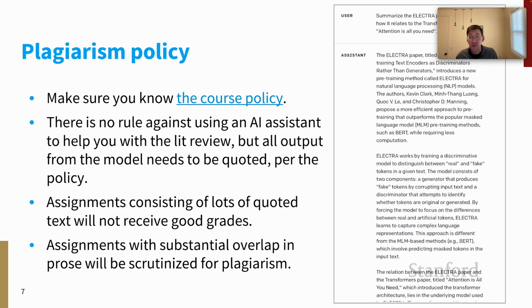Assignments with substantial overlap in prose will be scrutinized for plagiarism. And what that means is that if two groups used a similar prompt and got back similar results and included them in the lit review unquoted, they'd probably get nabbed for plagiarism, not because they used a model, but because the two assignments look too much alike. And at that point, it's not the language model that we're implicating here, but rather the standard sort of thing that we see when we worry about plagiarism.